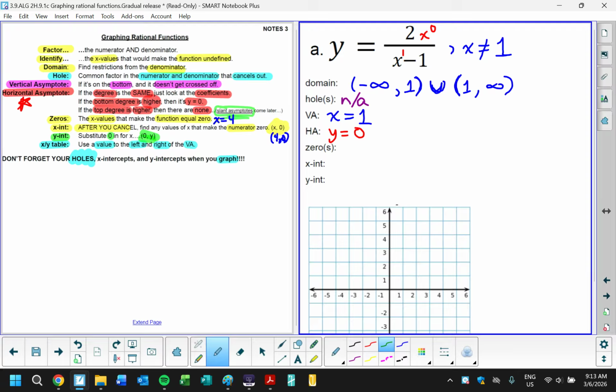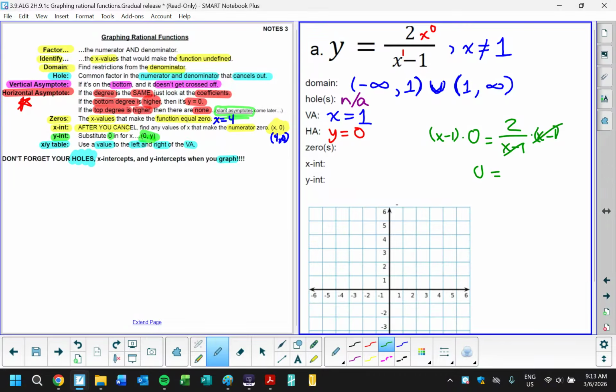All right, x-intercepts. We're looking for any x value that would make the y equal 0. So if I wrote this, and I substituted in 0 for y, notice please, if you multiply by the denominator, that would cancel out.